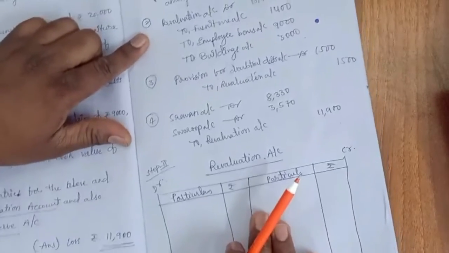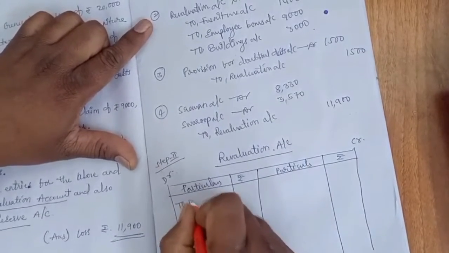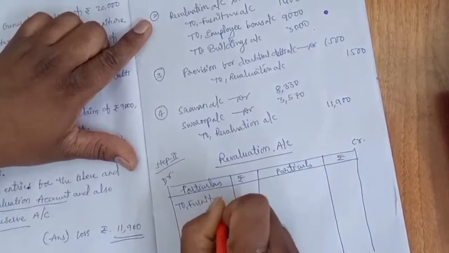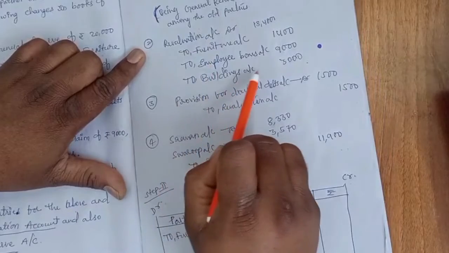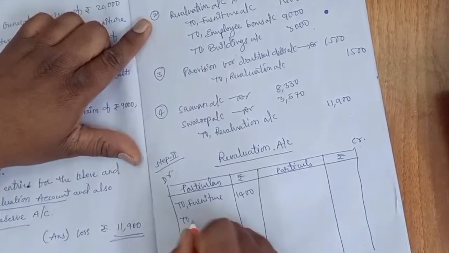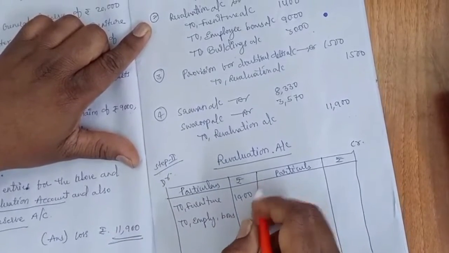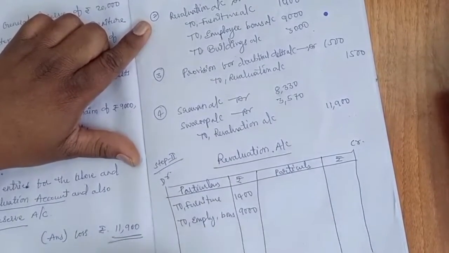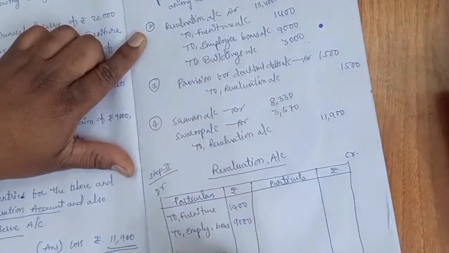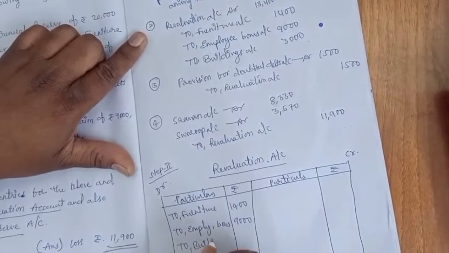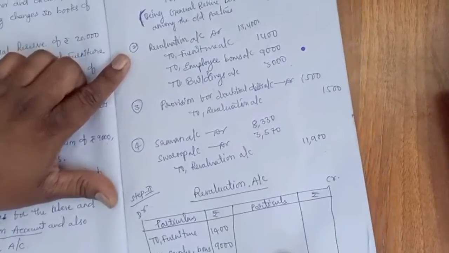Now see here, what is furniture account? That is 1,400. So to furniture 1,400, and next what is there? Employee bonus. Okay, again to employee bonus, how much is it? 9,000. Then what is the next here? To buildings 3,000. Is it clear now?